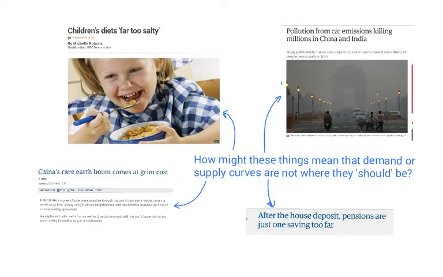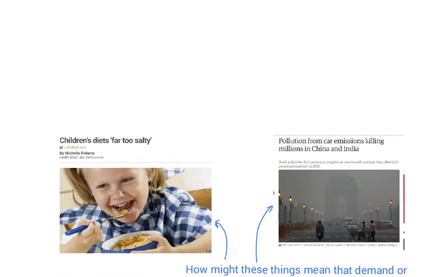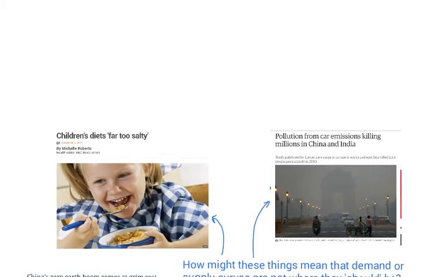So we're going to look at a few different situations and see if we can apply that same sort of thinking to them. So we're going to go for children's diets being too salty, pollution from cars, pollution from the production of rare earths, and people saving for their pensions. And we're going to apply that same sort of analysis. So let's start with children's diets being far too salty.